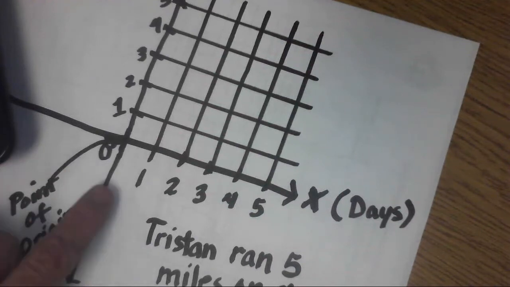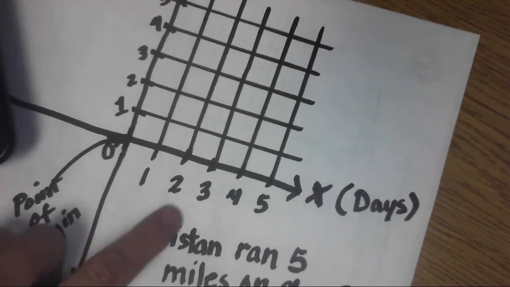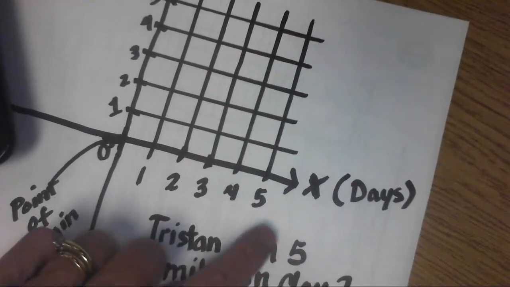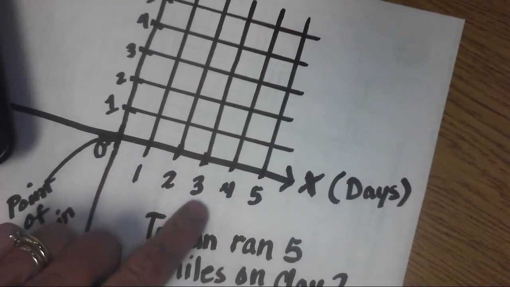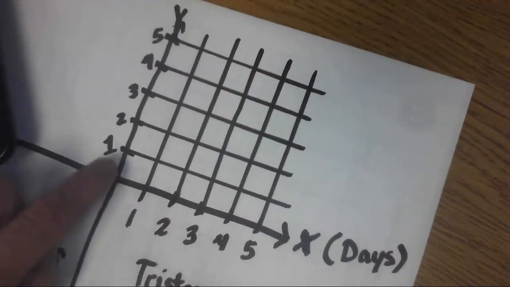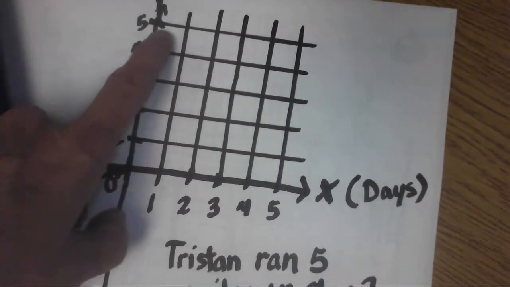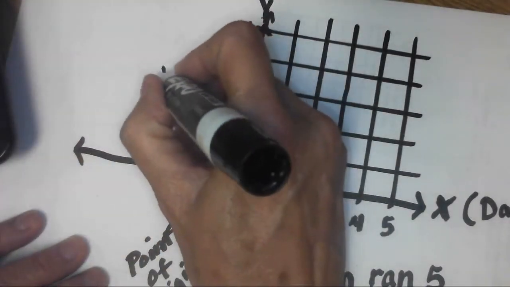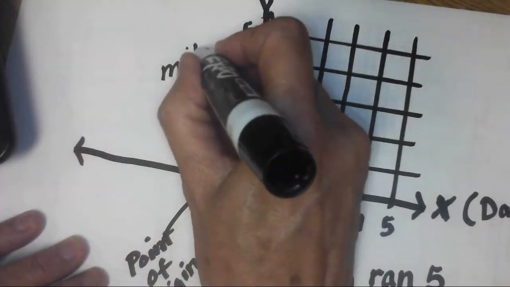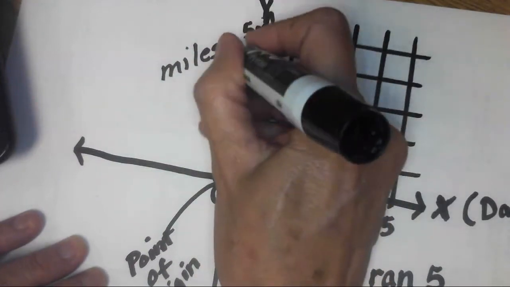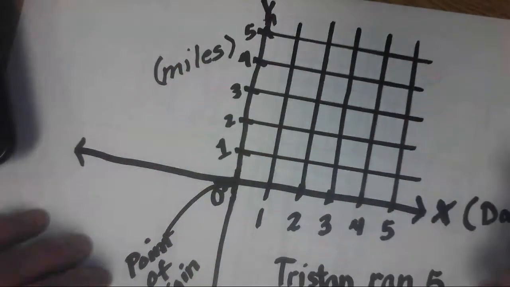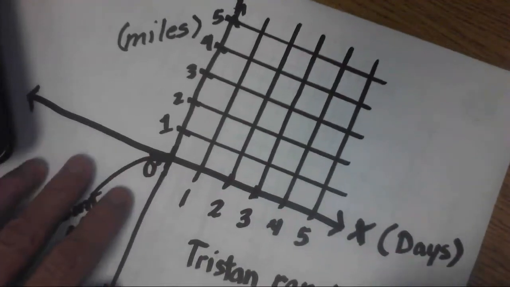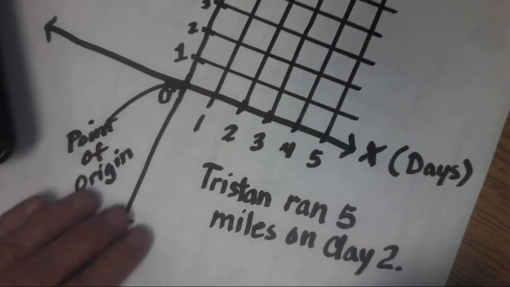He ran one day, and then another day, and another day, and another day, and another day. So he ran 5 days altogether. And up here on the y-axis, this is the miles that he ran each day. So this is miles over here. What we're going to do is solve this problem and plot the point up here on the grid.